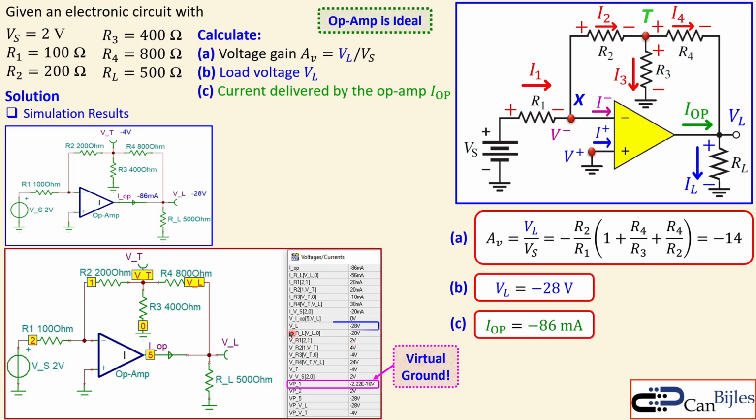Now what you also see here is the VL node, which is minus 28 volts, and this IOP current will give you minus 86 milliamps. So everything is now verified in these simulation results. We will check shortly in the actual simulator how to generate this and the results here.